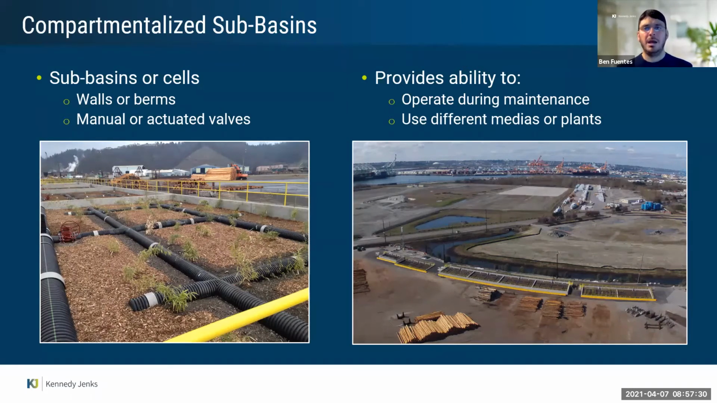Maybe you've got to adjust some media, but the compartmentalization allows you to just keep on treating water. And then the other benefit is that if you are able to break it off into numerous cells, you can try different plants in different cells, maybe different media in different cells, and there's a little flexibility for experimentation to stay abreast of new and better ways to treat runoff. Your biofiltration system is likely going to be around for decades, so having a way to test different things over time to improve your system and stay up to date with permit changes, compartmentalization will assist you with that.